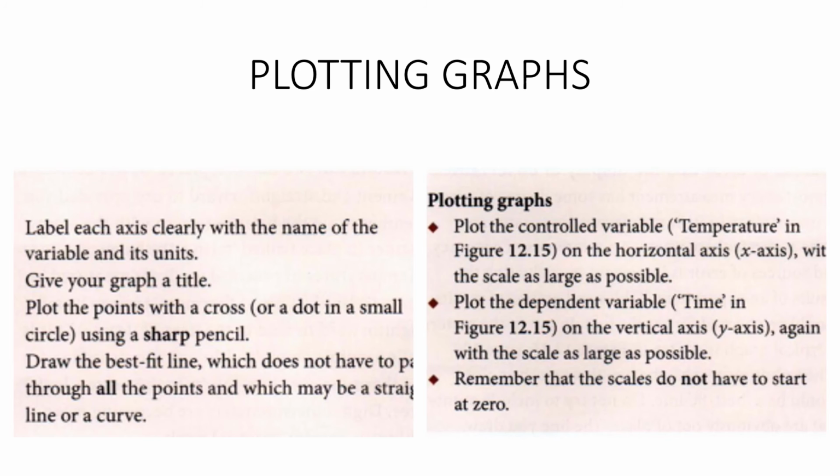Plotting graphs. Label each axis clearly with the name of the variable and its unit. Give your graph a title. Plot the points with a cross or dot using a sharp pencil. Draw the best fit line, which does not have to pass through all the points and which may be a straight line or a curve. Plot the controlled variable. Plot the dependent variable. Remember that the scales do not have to start at 0.